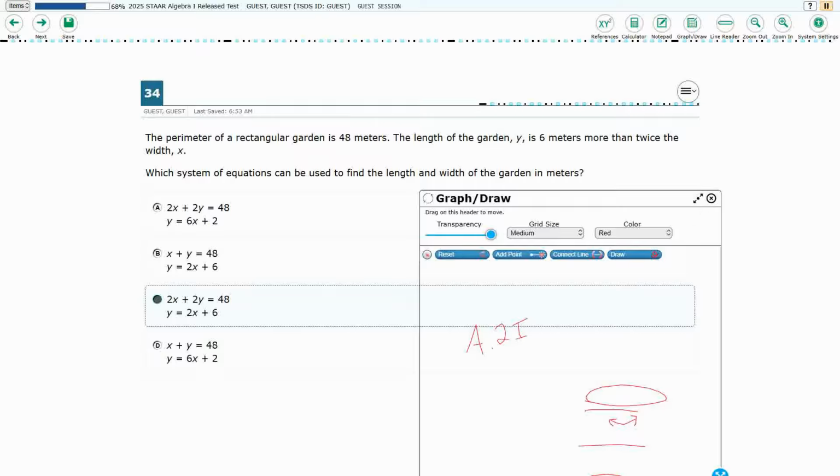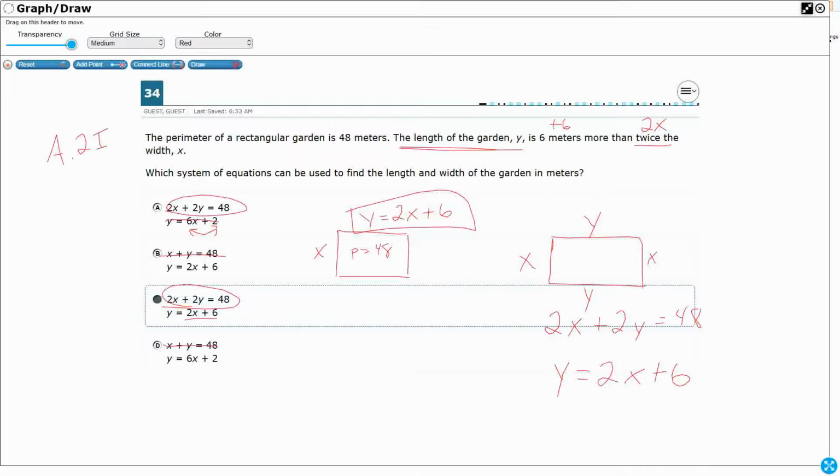But those verbal descriptions definitely are going to throw off quite a few students. We had 34% of our students get this correct. This was definitely a challenge. We had 39% choose B. Now, why would we choose that?